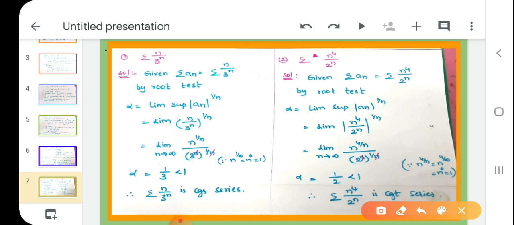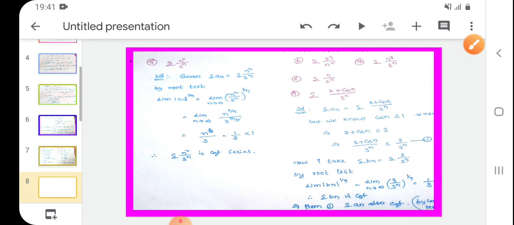Next, limit n tends to infinity. What is (n^4) whole power 1/n? n^(4/n). What is the denominator? (2^n) whole power 1/n, where n cancels. In the numerator, put n equals infinity in the power. What do we get? n power 0, that means 1 in the numerator, and the denominator is 2. Again, the value of alpha is 1/2, which is less than 1. So this series is also a convergent series.